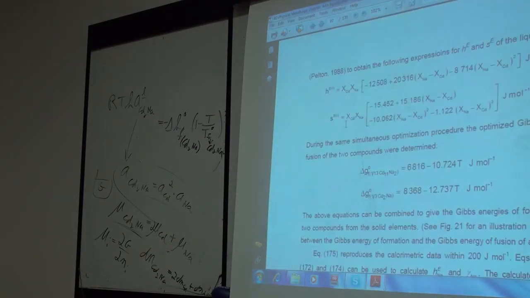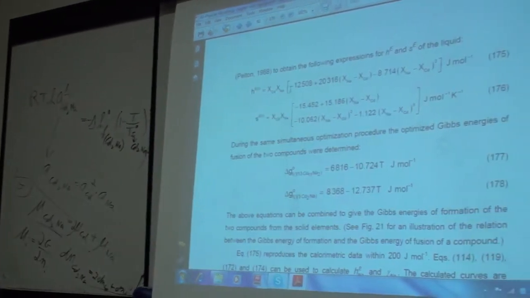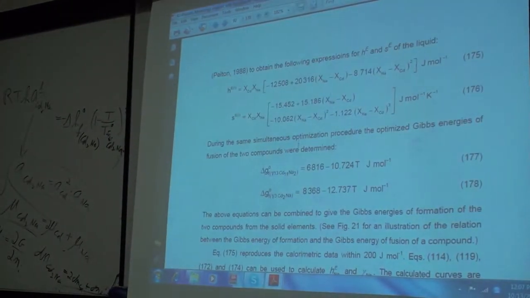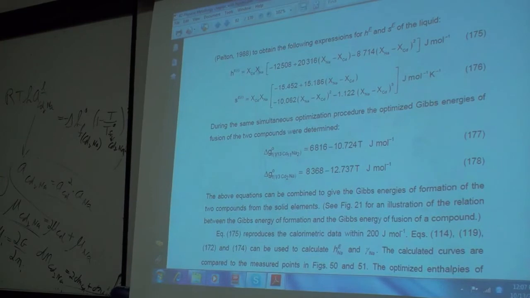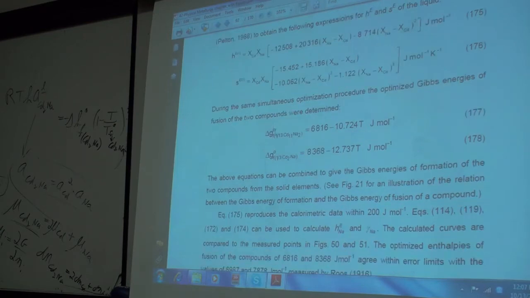So from the simultaneous optimization then, we got two things. We got the heat and entropy of the liquid. So the heat of mixing of the liquid was from fitting the heat data, both the integral and the partial heat data. Remembering that the partial heat data is not all that terribly accurate. The excess entropy comes by sort of mixing everything together, and you end up with the Gibbs energy of fusion of the two compounds, which I fitted to linear functions of T.